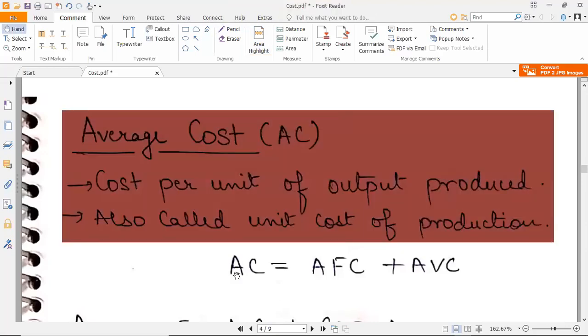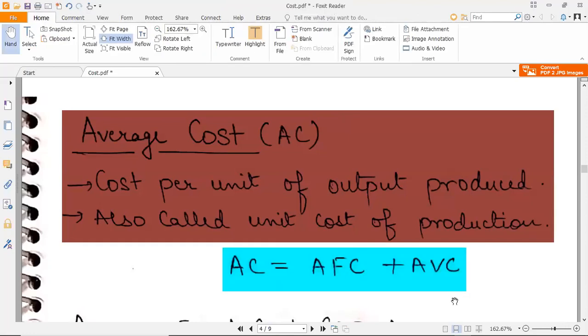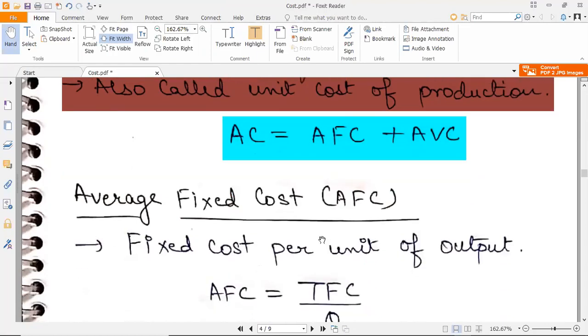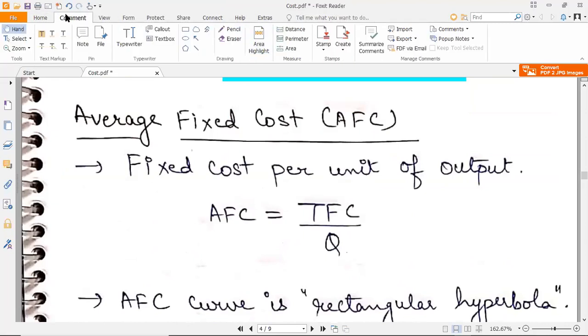As we discussed, TC equals TFC plus TVC. Similarly, AC equals AFC plus AVC. So now, what is average fixed cost? When we divide the total fixed cost by the number of units produced, or the quantity, we get fixed cost per unit of output. That is what average fixed cost is. Average fixed cost is nothing but the fixed cost per unit of output.